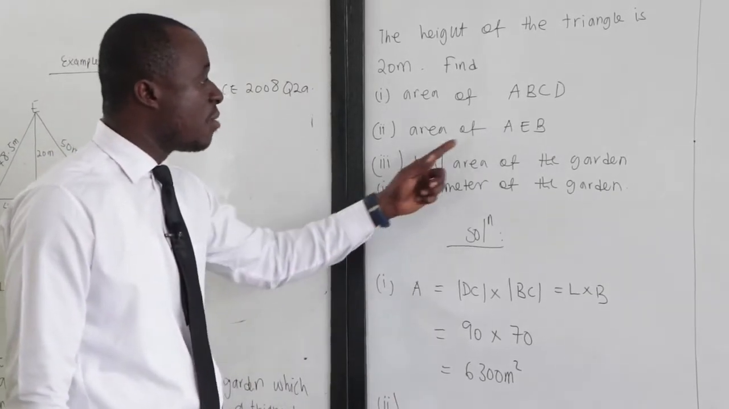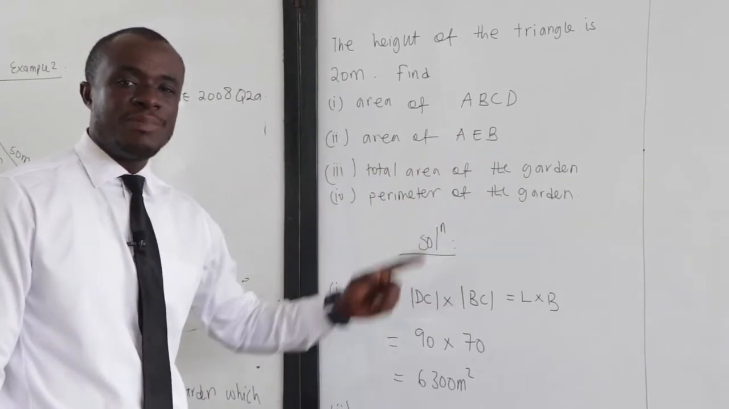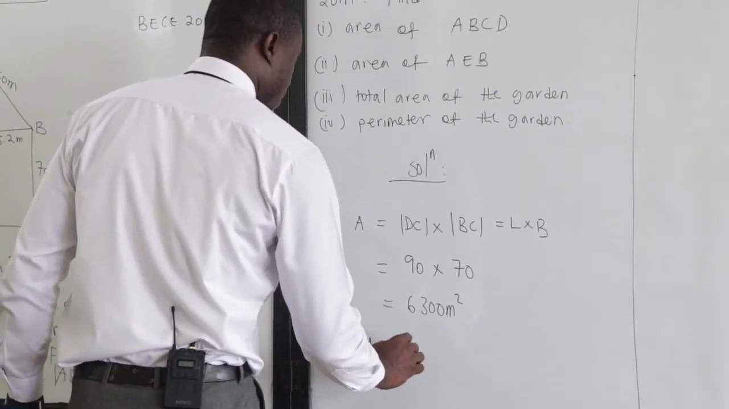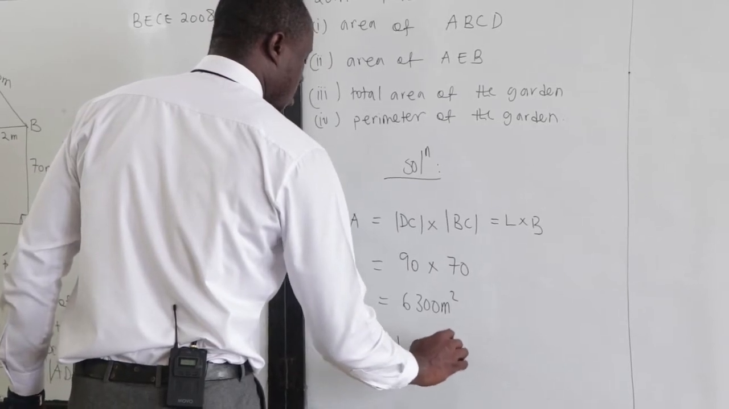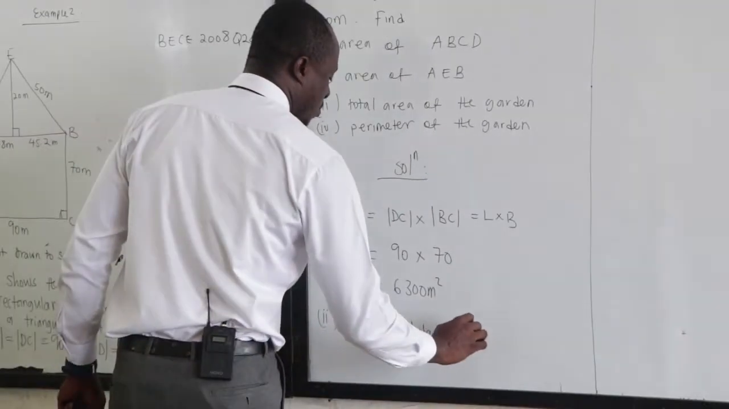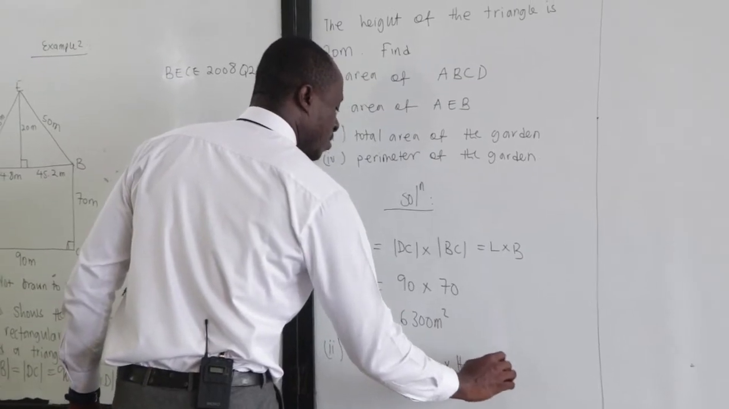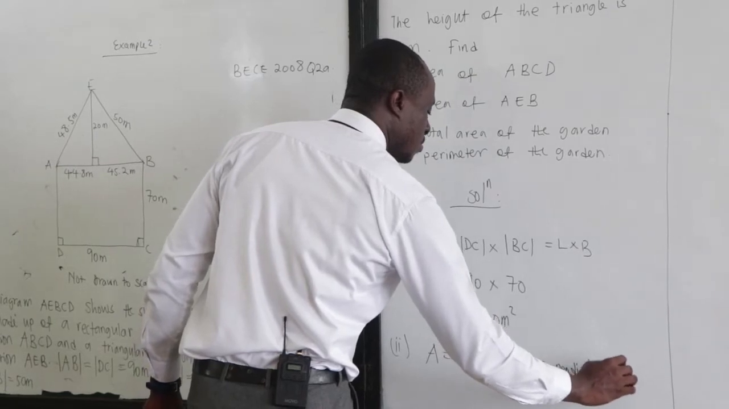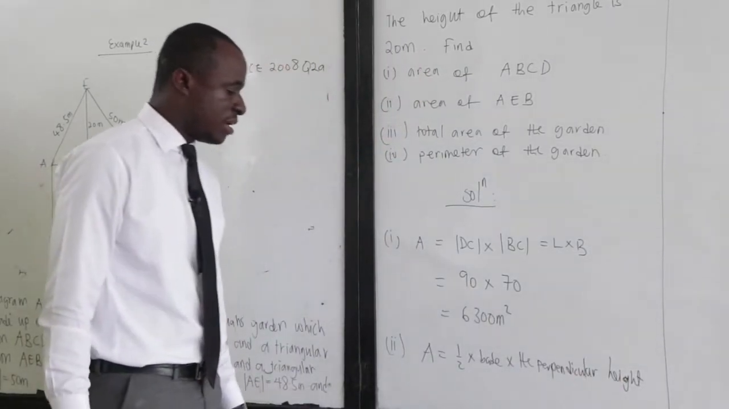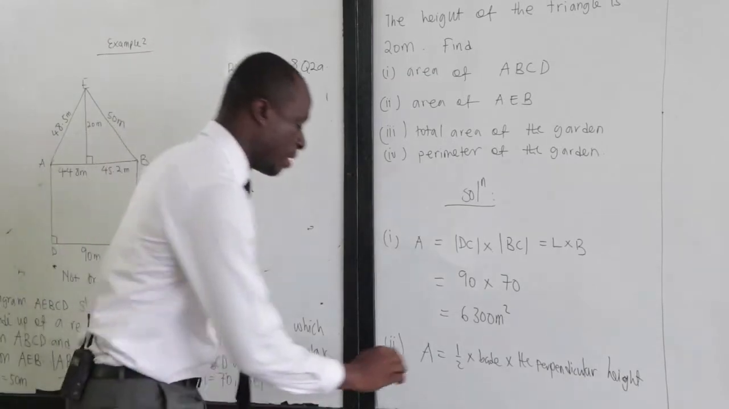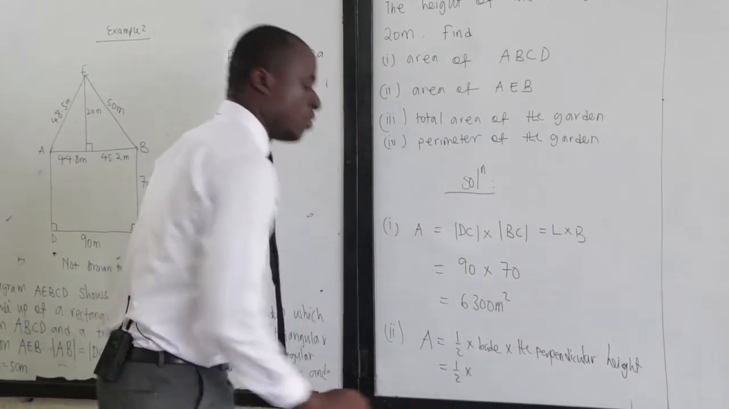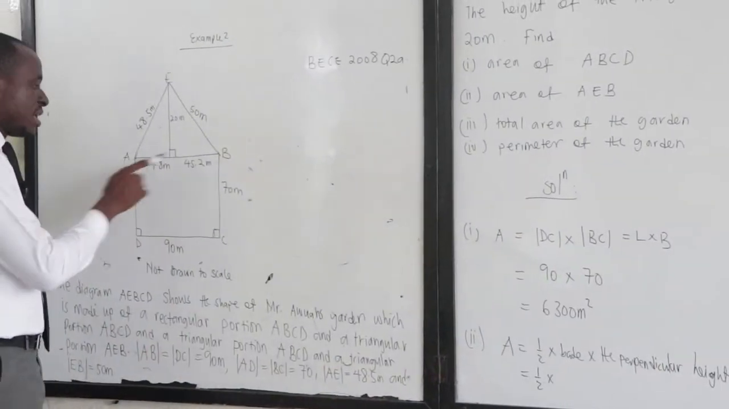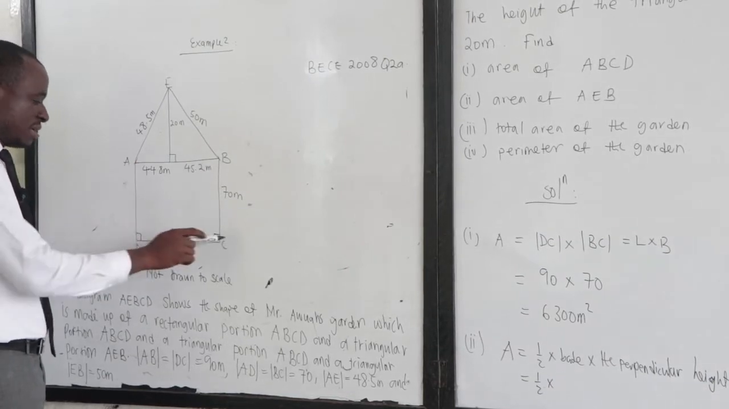The second one says the area of AEB. Now, AEB is a triangle. And how do you find the area of a triangle? Area of a triangle is half times the base times the perpendicular height. Now we have the half. Now what is the base? This is the base. Clearly AB is the base, and this AB is the same as DC.